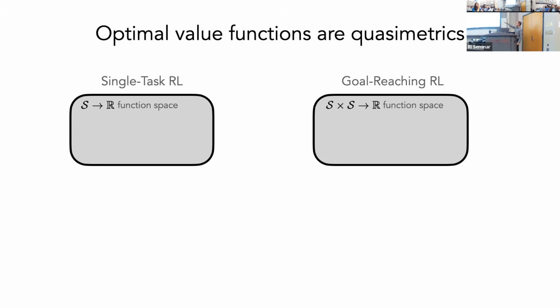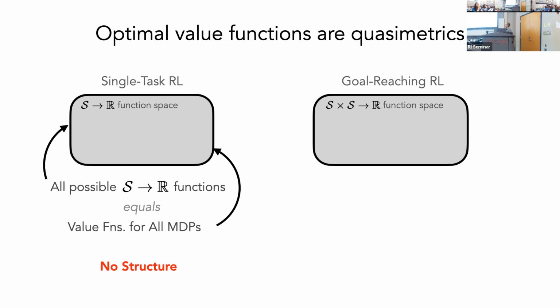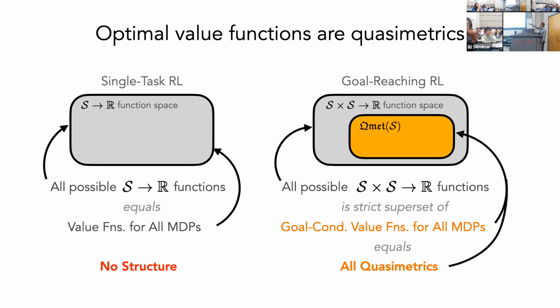But in goal reaching reinforcement learning, the universal value function is a mapping from state by goal to the value. And in single task RL, the value function for MDPs could be anything, in all functions from state space to scalar value. But in goal reaching RL, this extra structure emerges that unites all of the goals. So the set of value functions for all MDPs is a subset. It's a much smaller space than the full unconstrained space of all possible bivariate functions of state to value.